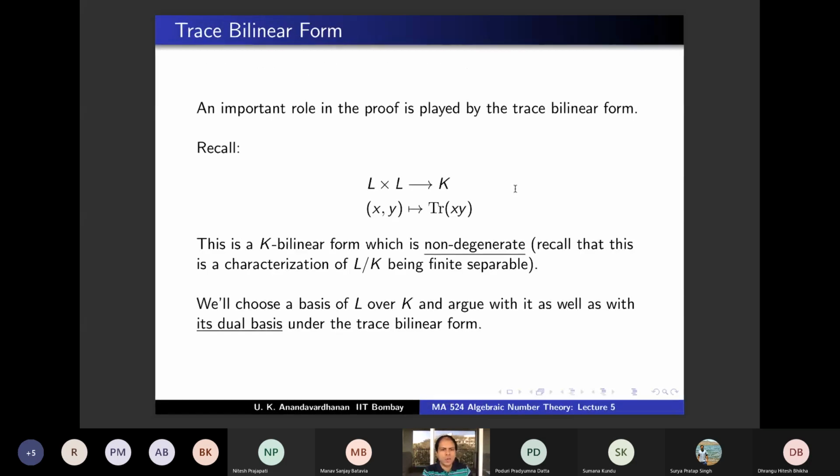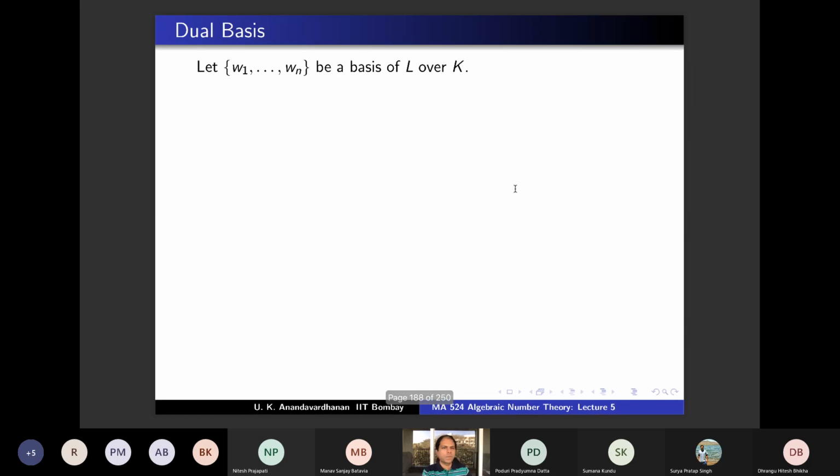So we are going to define the dual basis as this one. I have the next slide. The point of this slide is we are going to argue. Remember that we have introduced this particular bilinear form. We will argue with the basis. The basis will play a role, but its dual basis will also play a role, and you will see it's a very beautiful, ingenious proof. So let W1 to Wn be a basis of L over K. It's a finite extension, so it's a finite basis.